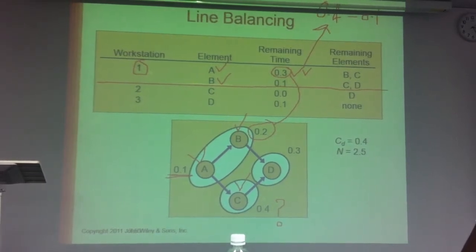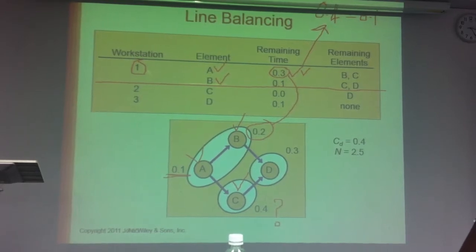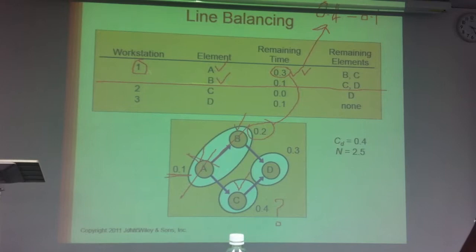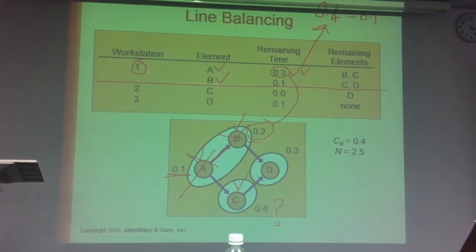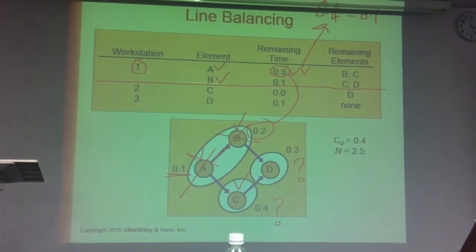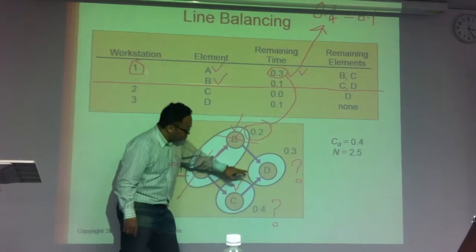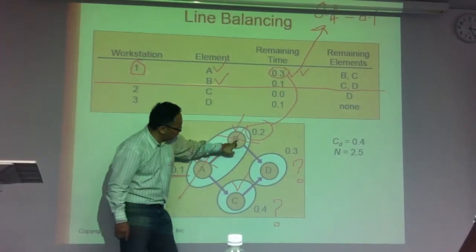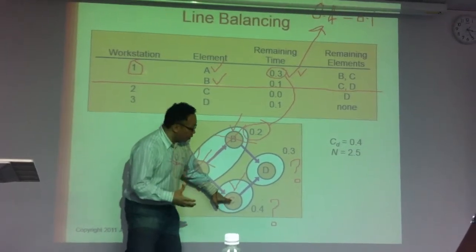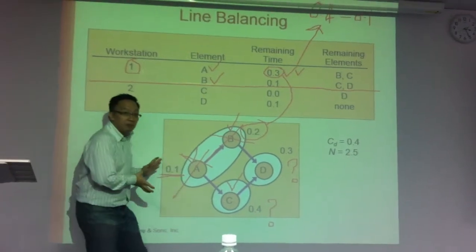Now, workstation 2. We have done A, we have done B. Can we do C? Can we do D? We cannot do D because, according to the diagram, to do D, we must have done B and C. But have I done C? No. So therefore, we cannot do D. We must choose C. So the diagram is very important.